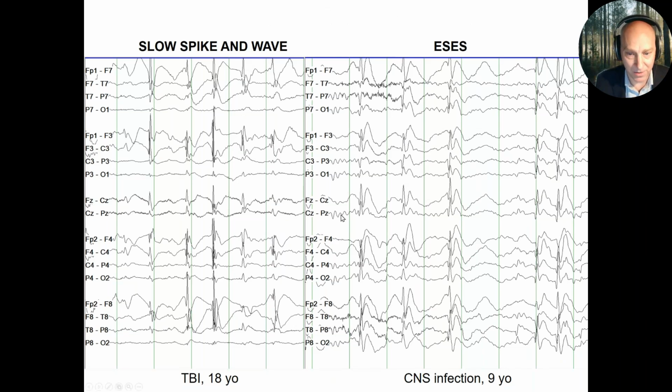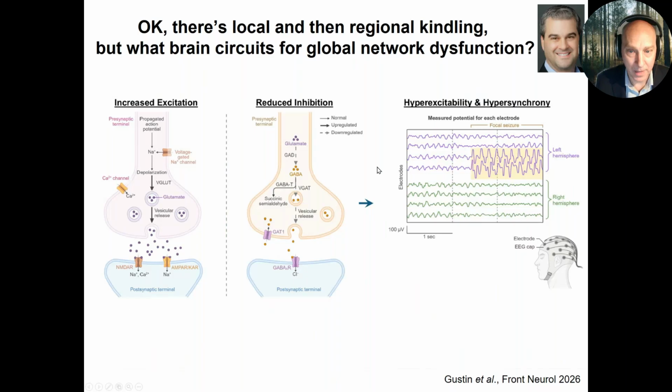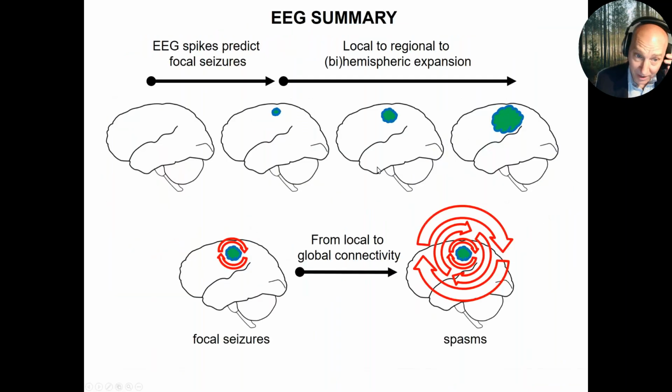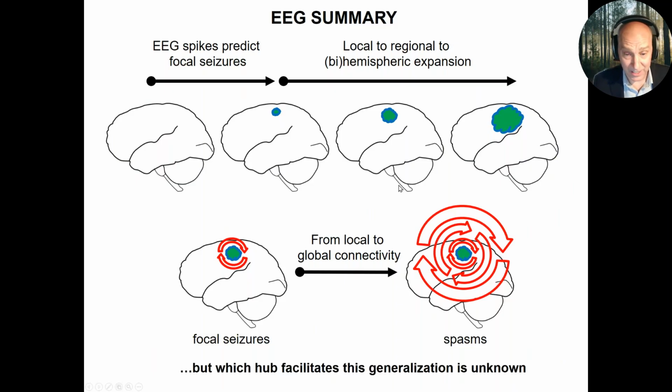And that is a bit of the theme today, that once the brain networks are affected, you cannot really localize the original sources anymore. So what I've shown you so far is that EEG spikes predict focal seizures and that there's expansion, but how we go from focal seizures to global abnormal connectivity resulting in generalized seizure like spasms and tonic seizures is not known. And EEG is probably not going to give us the way, so we need MRI for that, and we probably will need to merge these two modalities, which is what we do with EEG source localization.